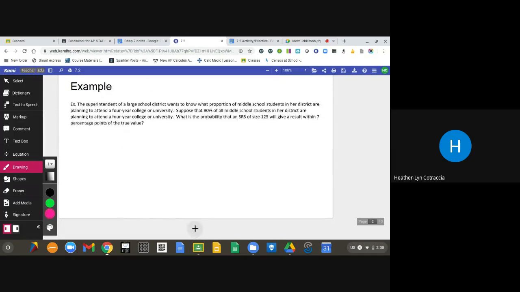So here's the example. A superintendent of a large, and the keyword here is large, school district wants to know what proportion of middle school students in her district are planning to attend a 4-year college or university. Suppose that 80%, so right there is your P, so P is equal to 0.8, and that's going to be very useful, of all middle school students in her district are planning on attending a 4-year college or university. What is the probability that in a simple random sample of size 125, so I'm going to say n is equal to 125 because n always represents your sample size, that will give a result within 7 percentage points of the true value? So I want to be within 7 percentage points of this 80.